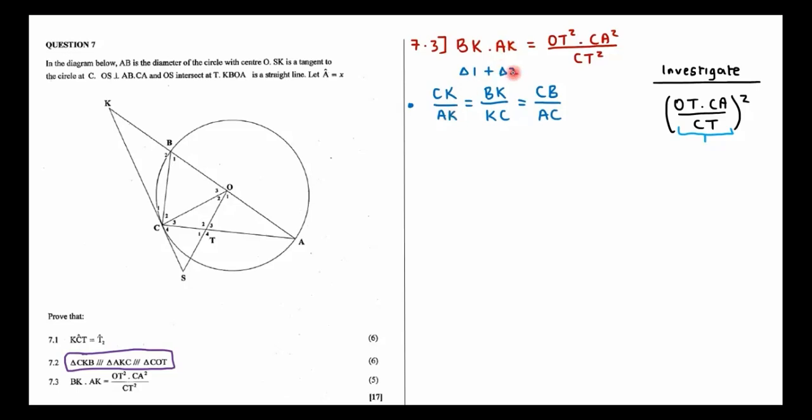So AK is AK, that is fine. OT, there's no OT here. CA is not there, so CA, sorry, it is AC. You see that? I already missed that already. So we just need to make sure that we write everything in order.